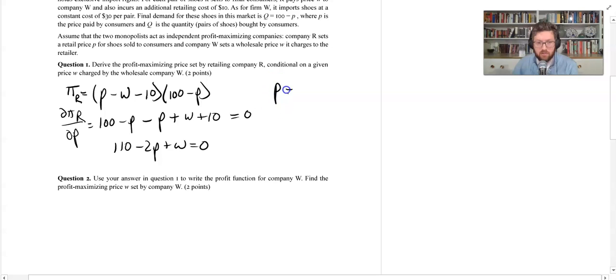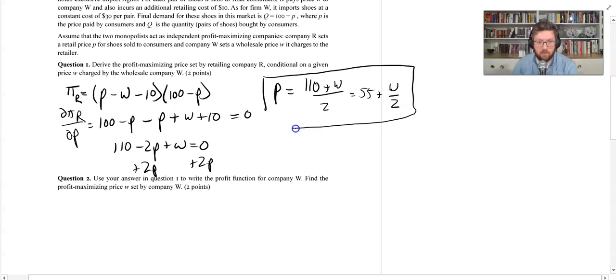And for the price that they should charge, we add 2P to both sides and then divide by 2, and we get 110 plus W over 2 is the price they should charge, or 55 plus W over 2. Okay. Notice that the price they should charge is conditional on W. Okay? That's the profit maximizing price done.